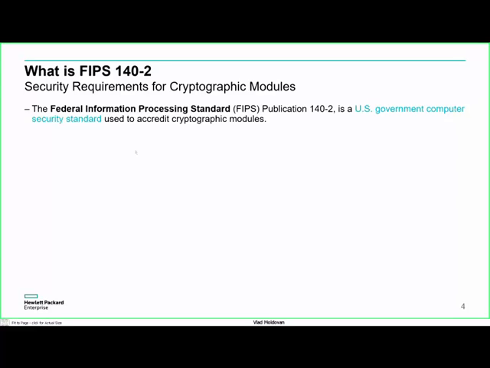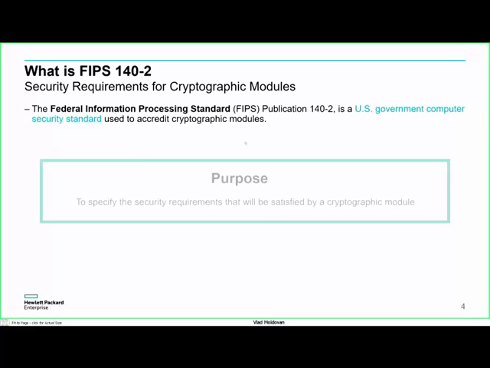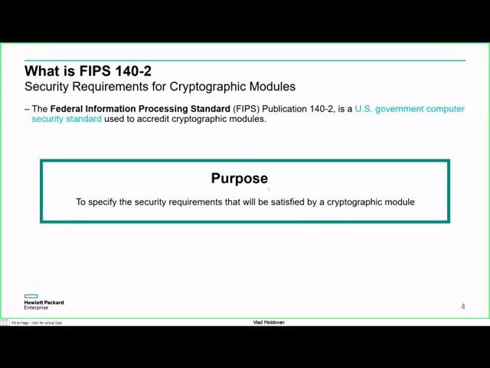They must be residents or citizens of the United States. So basically, it gets very complicated. Now, the base requirement for FIPS 140-2 is level 1, which we are going to talk about because that level refers to the software solution. As I said, the purpose of FIPS is to specify security requirements that will be satisfied by the cryptographic module.